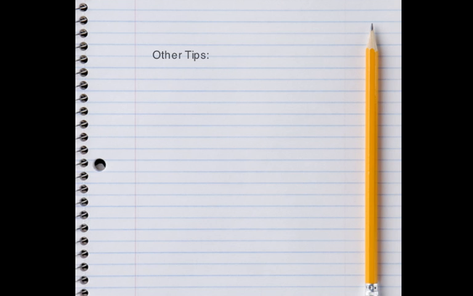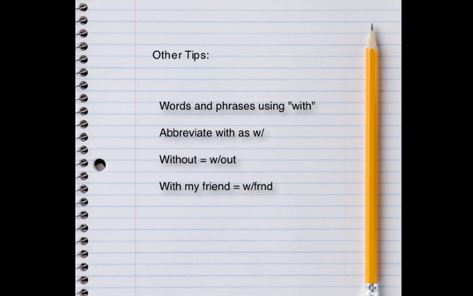Here are some other tips. Any word or phrase that contains with can be abbreviated W/. So without can be W/out. Or with my friend can be W/FRND. Please see the example list for other uses of the slash.